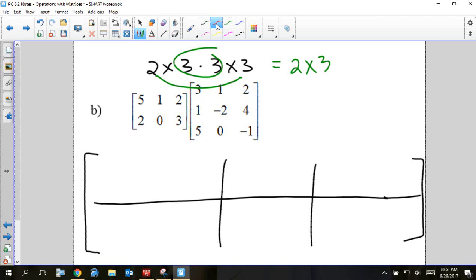And then I ask myself, this one right here, that is which row, which column? First row, first column. So to get the numbers in there, I have to use the first row with the first matrix and the first column with the second matrix. And the numbers I multiply have to be in the same order. So I have to do the first number 5 multiplied by the first number 3. Plus, I have to do the second number 1 multiplied by the second number in the other matrix, 1, plus 2 times 5.